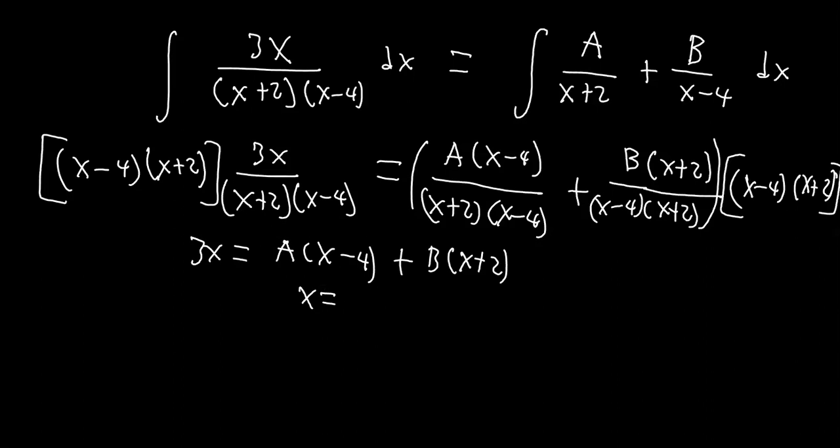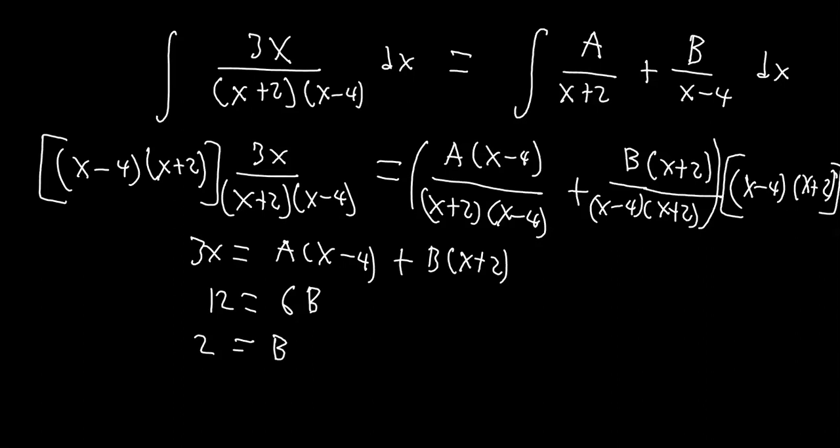Now, why do we want that? Well, when we plug in 4 for x, we're going to have 12 is equal to, 4 plus 2 is 6, so 12 is equal to 6b. So then we can just solve for b, which is 2.